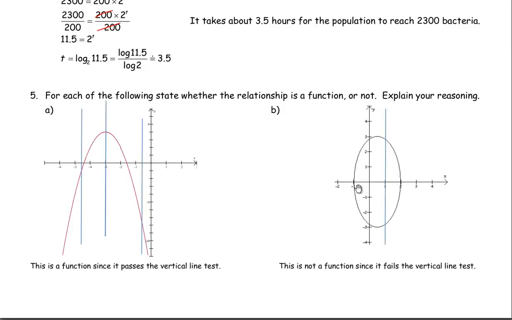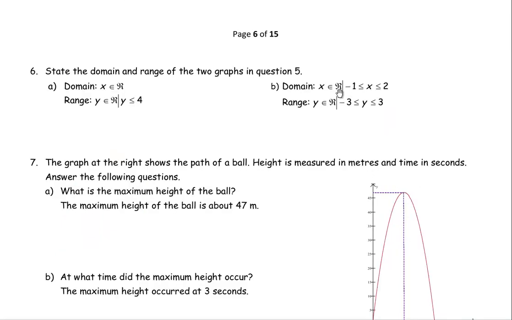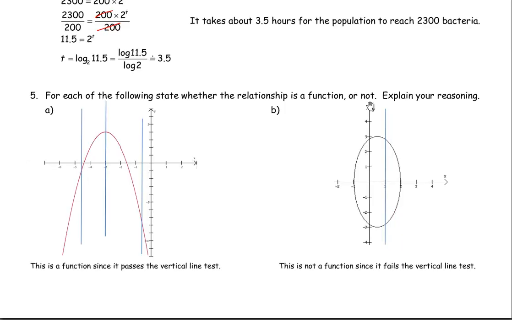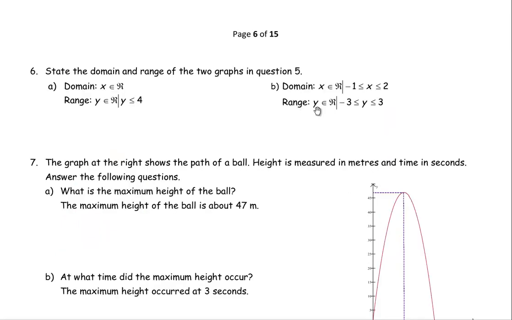For the second one, the leftmost point on the graph is right here. So that's an x-coordinate of -1. And then if we scroll on the curve, the most right point is this where x is 2. So x ranges between -1 and +2. So we write that as all real numbers for the domain, such that x is greater than or equal to -1 and less than or equal to 2. Now the highest y value is here, which is 3, and the lowest is here at -3. So the range would be the set of y values between -3 and 3.